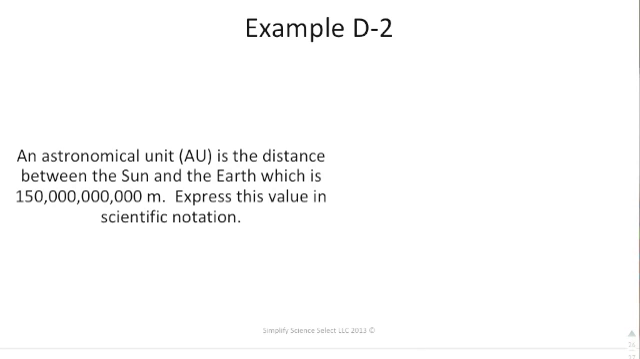Now, an astronomical unit, or AU, is the distance between the Sun and the Earth, which is 150 billion meters. Express this value in scientific notation. Remember here, you have to move the decimal to get it between 1 and 10. How many times you move the decimal, that's going to be your n value. And then you ask yourself the question, was it big or was it small? If it's big, it's positive. If it's small, it's negative. You should be able to get the answer on this one.